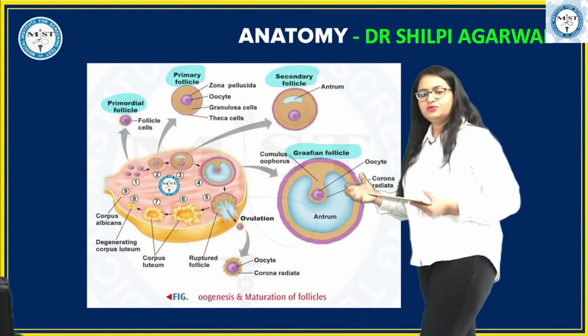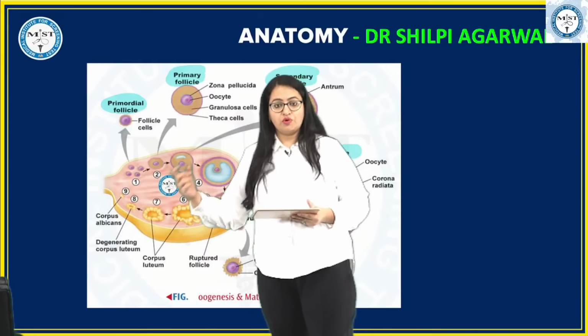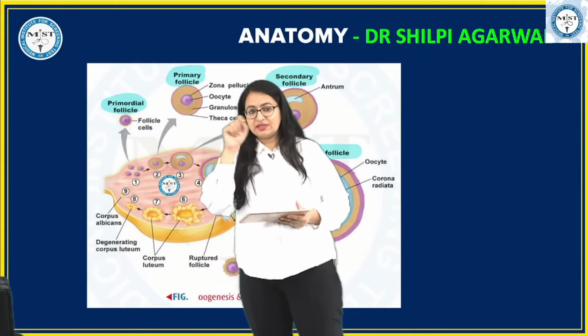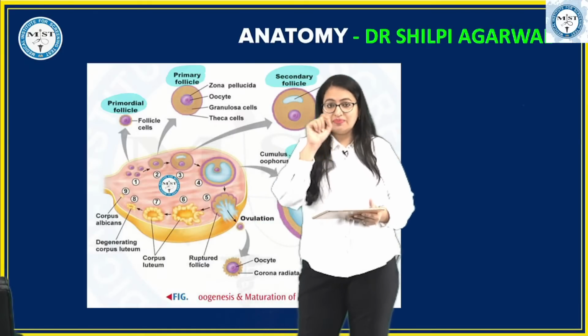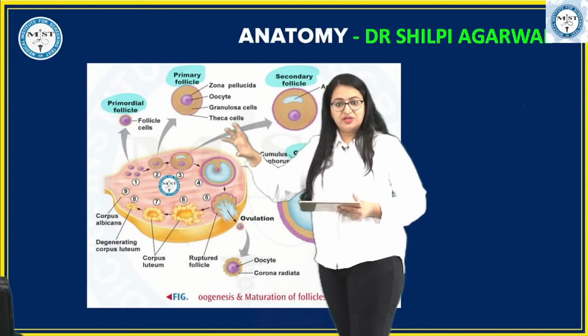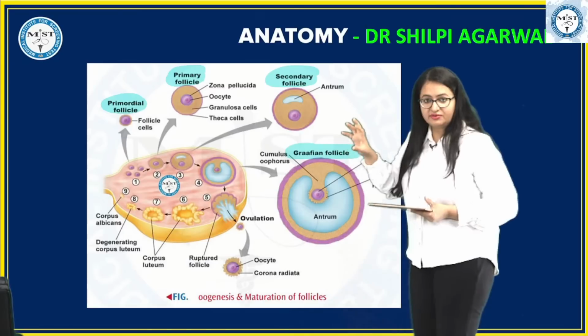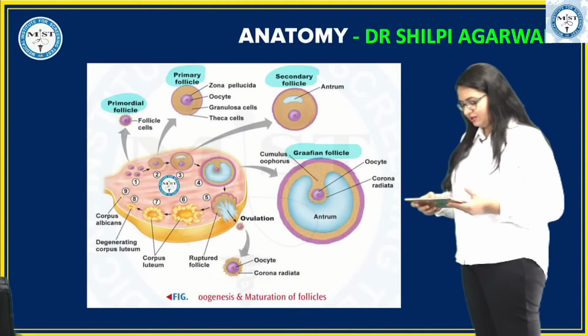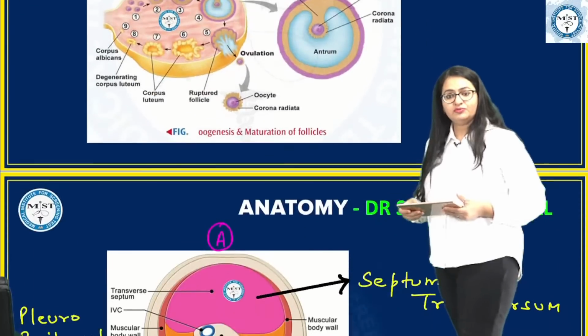Okay, some images of embryology also. In this ovary, you should be able to differentiate between primordial, primary, secondary, and tertiary follicles. In the primordial follicle, the primary oocyte is surrounded by a single layer of cells. If it is multiple layers of cells, it is known as primary. If the antrum develops, it is secondary. And if the antrum is properly developed, it is the Graafian follicle.